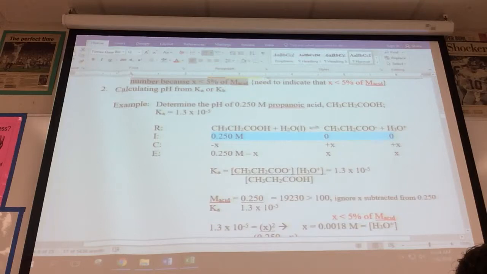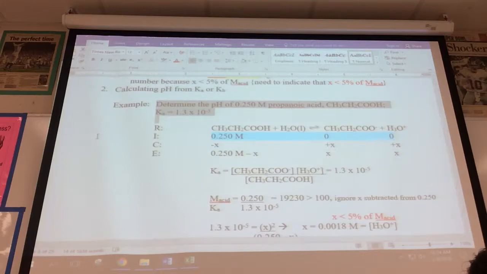First thing we want to do is calculate pH from Ka or Kb. All they're going to give you is this. It says determine the pH of a 0.250 molar propanoic acid. Ka is 1.3 times 10 to the negative 5. If they give you an organic acid, a CH one, they'll give you the chemical formula. If they give you something like hypochlorous acid, you should know how to write that.